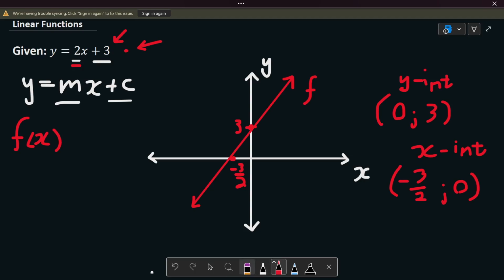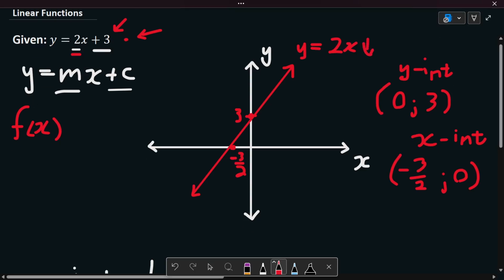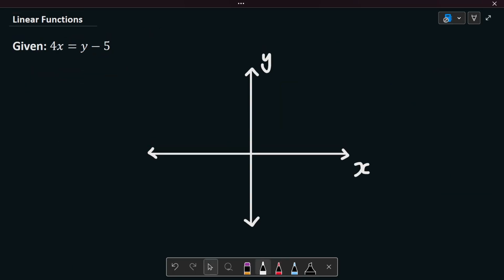But if you are in grade 9, they want you to actually write down the full equation. So they say that this equation is going to be exactly what they're given you: y is equal to 2x plus 3. Nothing too difficult about that. And those are the steps that you need to take in order to graph a function. Let's do one more example and then we can call it for the video.